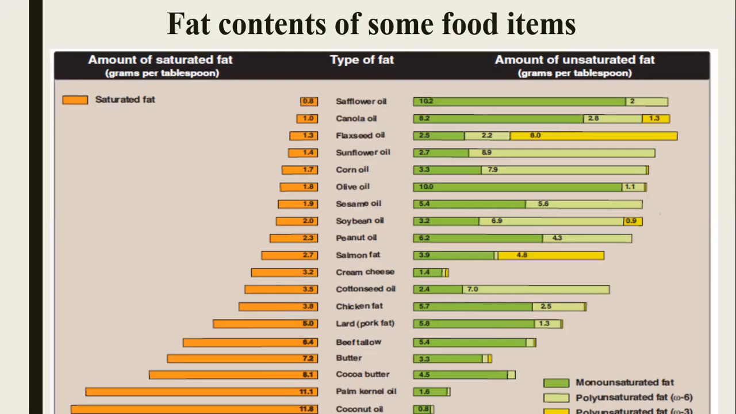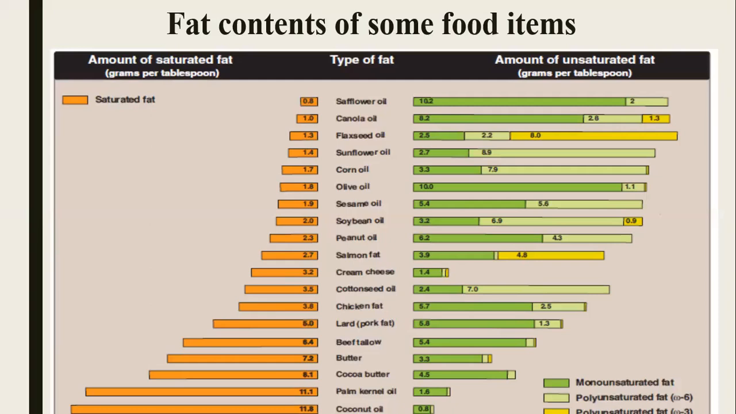If you see the fatty acid composition of canola oil and sunflower oil, they are very commonly used by us. Canola oil contains only 1 gram percent of the saturated fatty acid, but it contains 8.2 grams of monounsaturated fatty acid, 2.8 grams of polyunsaturated fatty acid of the omega-6 class and 1.3% polyunsaturated fatty acid of the omega-3 class.